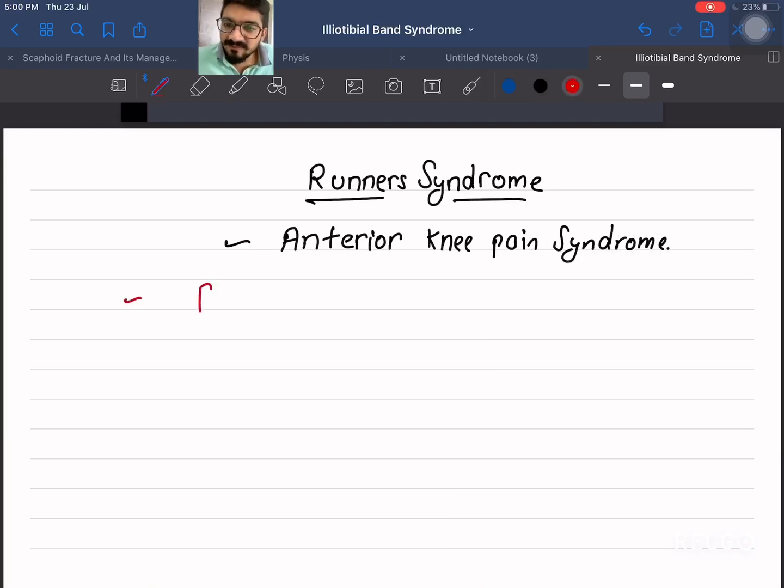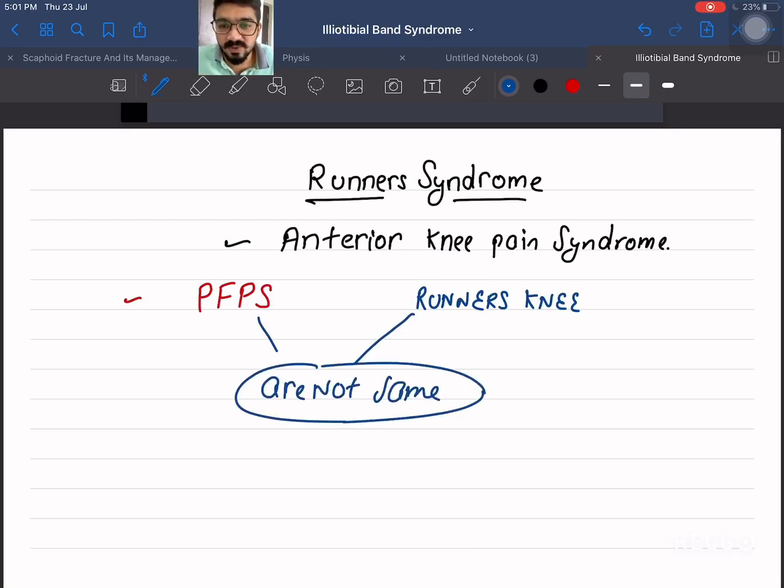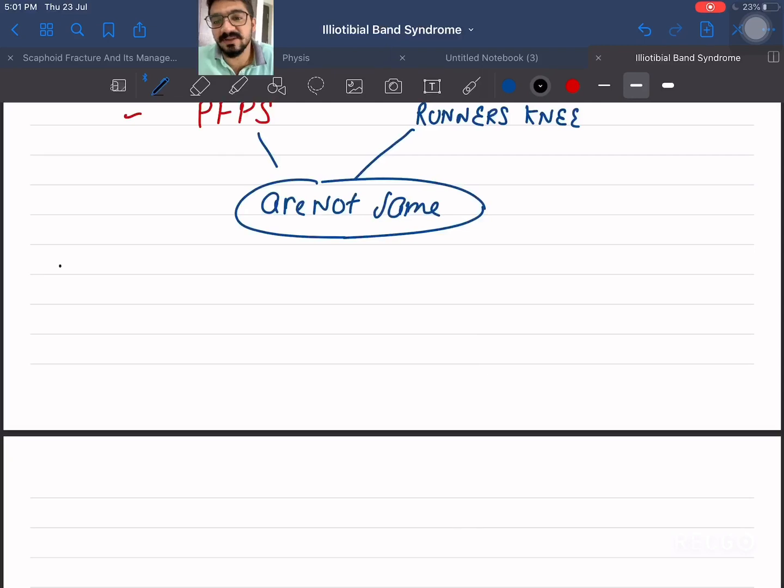And regarding patellofemoral pain syndrome, if you do a Google search, some sources actually mention that patellofemoral pain syndrome and runner's knee are the same. But according to our textbook, these two are not the same entity; they are different entities. Next, we will look at patellofemoral pain syndrome.